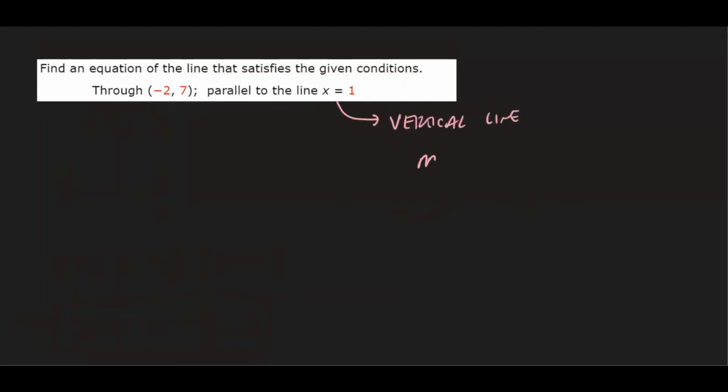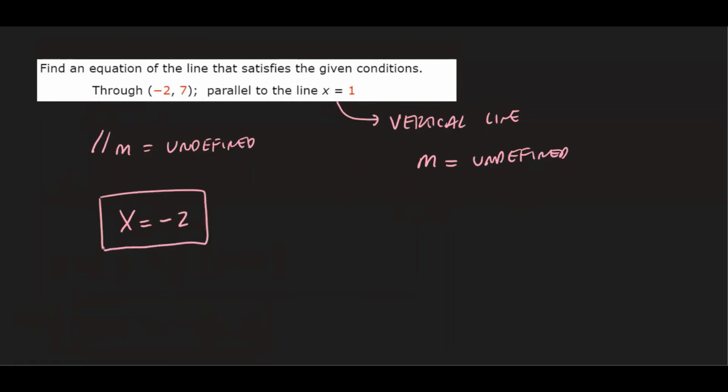So the slope is going to be undefined. So that means our parallel slope is also going to be undefined, because we want them to have the same slope. So the line we're going to come up with will also be another vertical line, but it's going to pass through the point -2, 7, which means the equation would just be x equals -2, the x coordinate of the point. So that would be the line that's parallel to the line x equals 1.